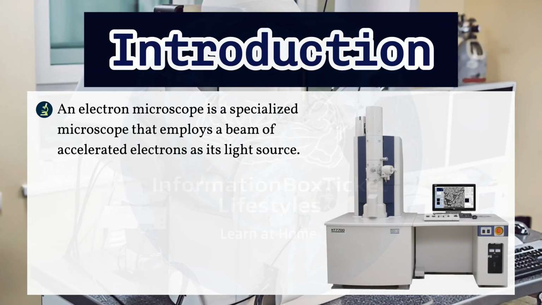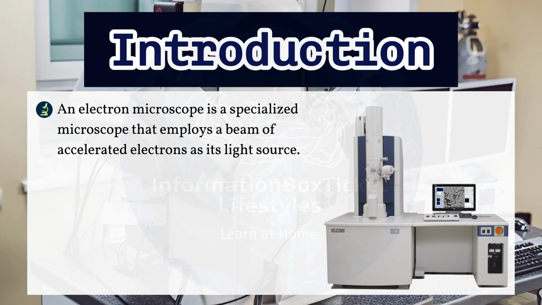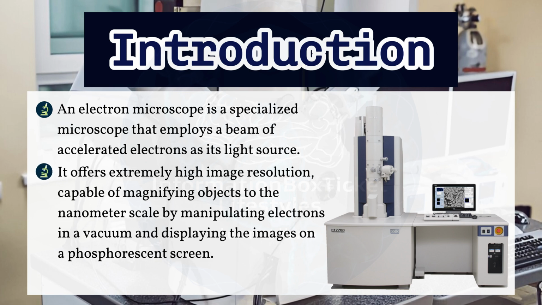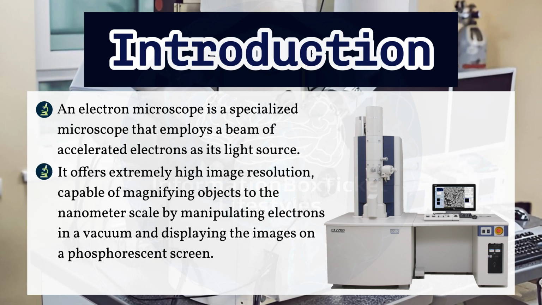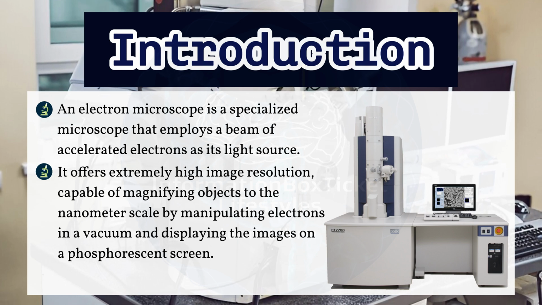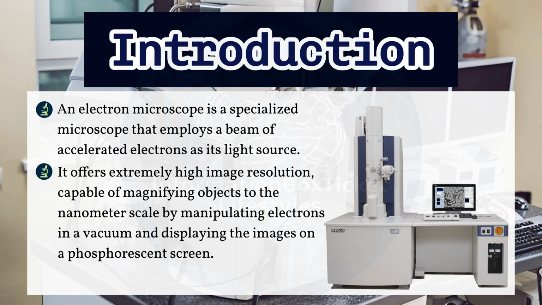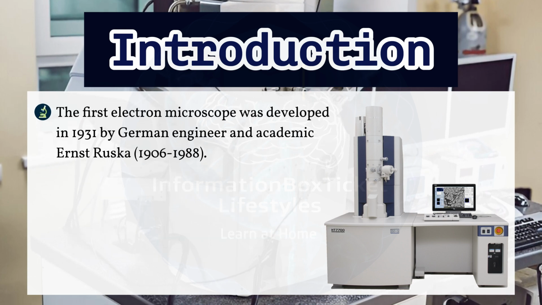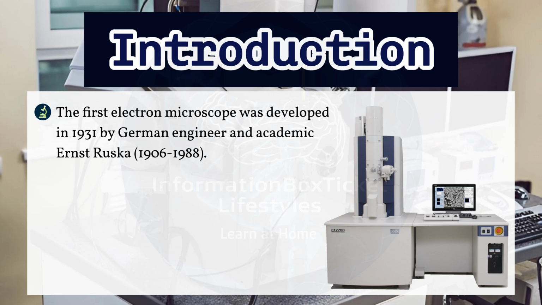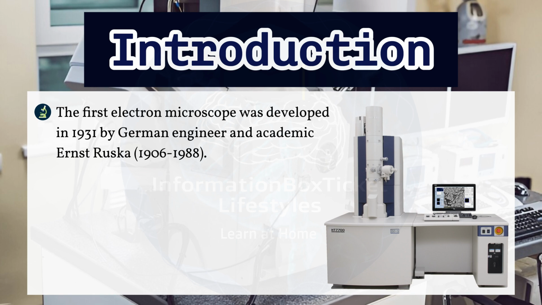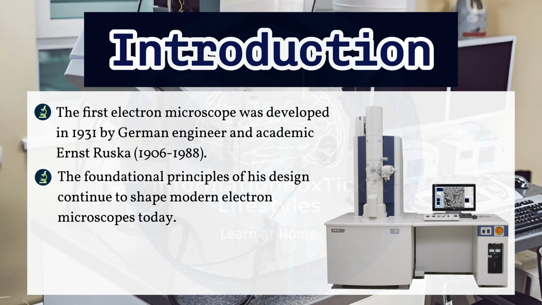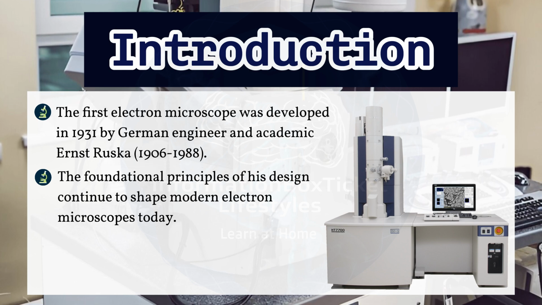Introduction of electron microscope. An electron microscope is a specialized microscope that employs a beam of accelerated electrons as its light source. It offers extremely high image resolution, capable of magnifying objects to the nanometer scale by manipulating electrons in a vacuum and displaying the images on a phosphorescent screen. The first electron microscope was developed in 1931 by German engineer and academic Ernst Ruska, 1906 to 1988. The foundational principles of his design continue to shape modern electron microscopes today.